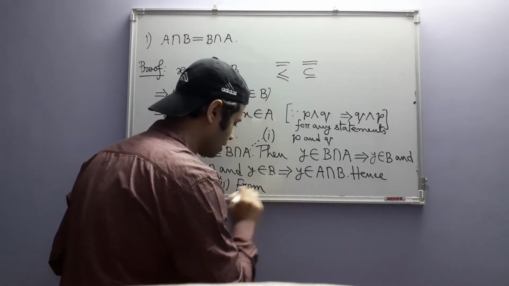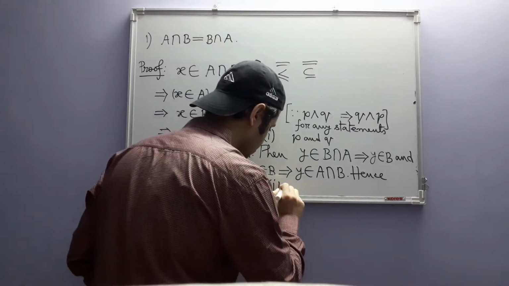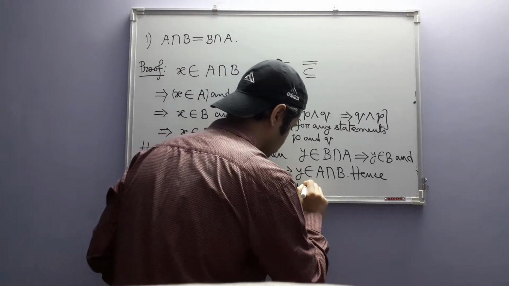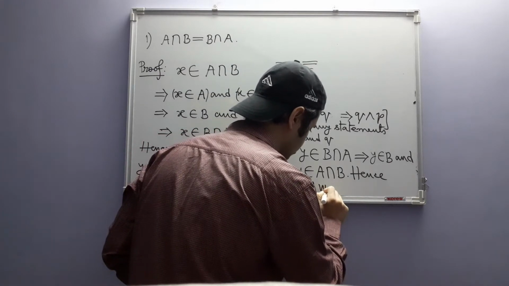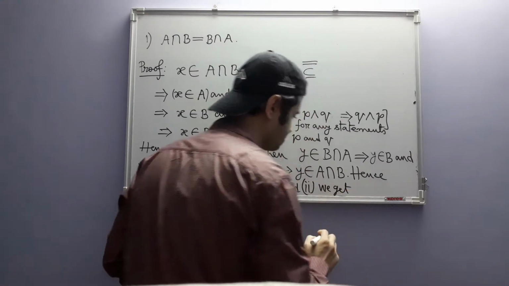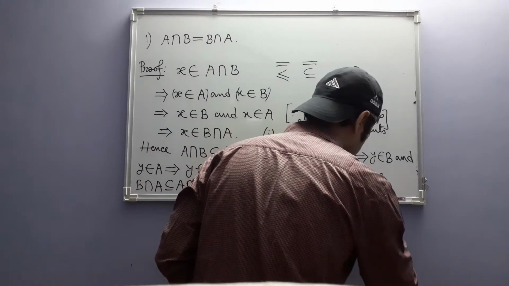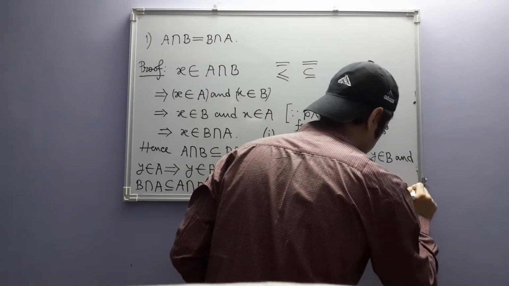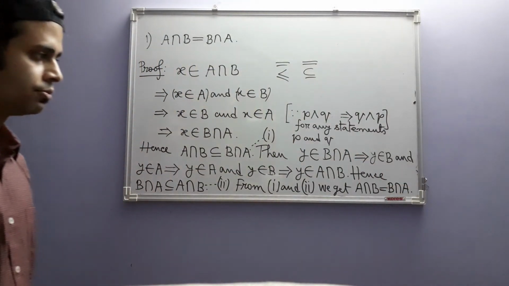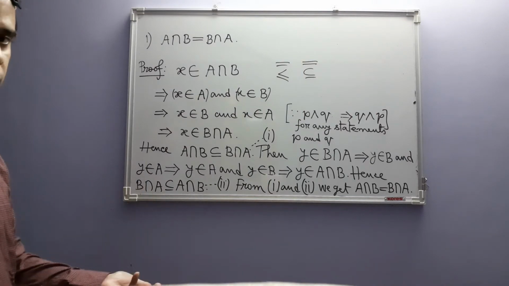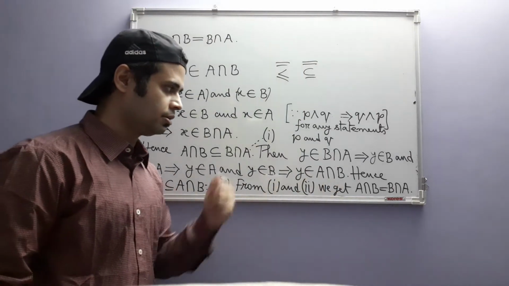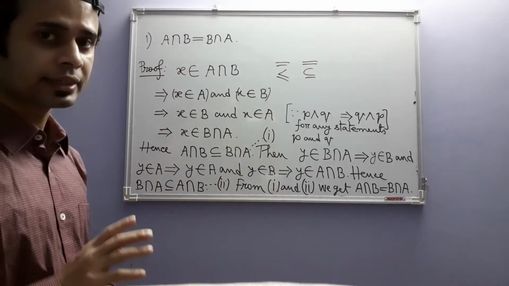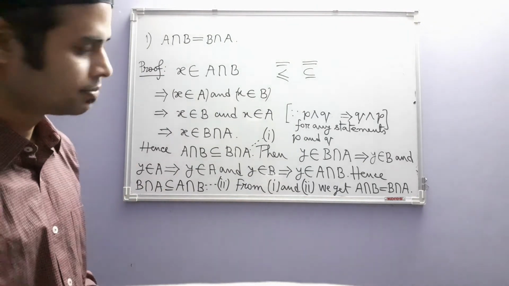Okay, so from these two relations, or you don't write anything, from 1 and 2, we get A intersection B is equal to B intersection A. And this ends the proof. Hence, proof, that also you can write to indicate the fact that the proof is over.